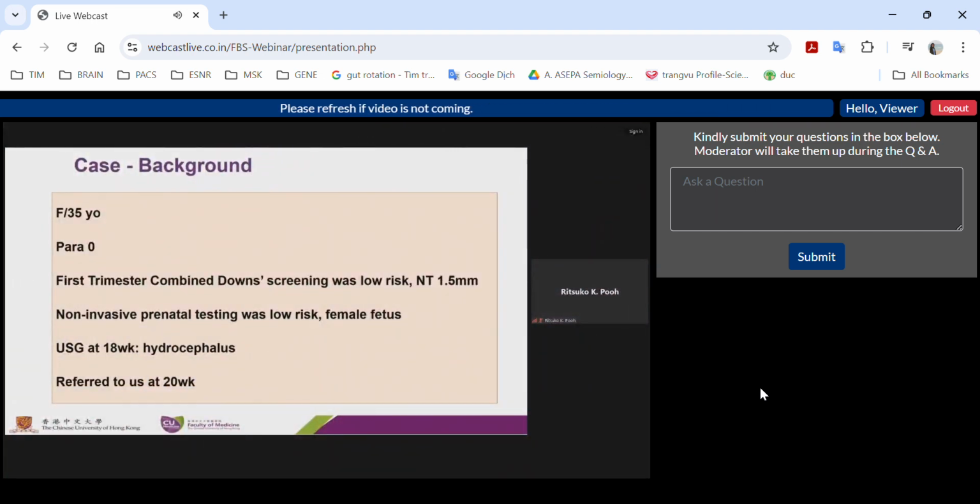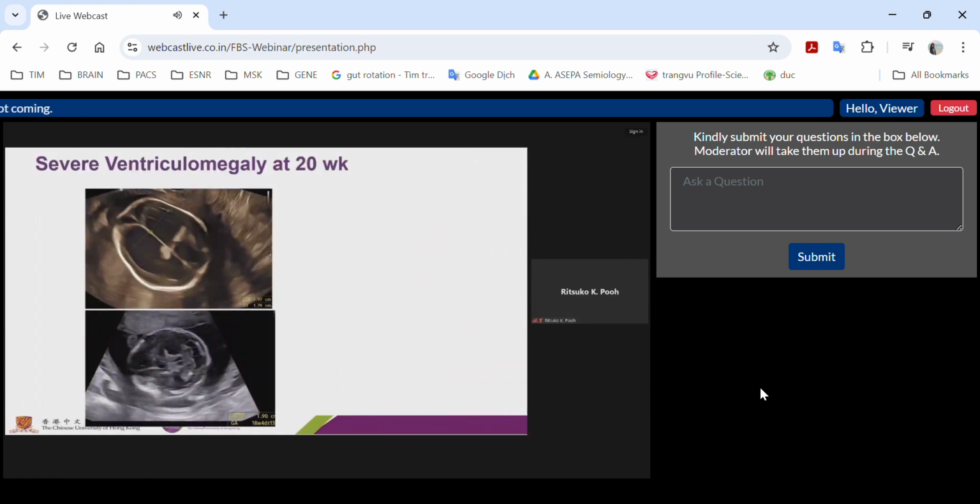This is a 35 years old lady in her first pregnancy. First trimester combined Down screening was low risk, with a normal nuchal translucency, and the non-invasive prenatal testing was low risk, showing a female fetus. Ultrasound at 18 weeks already showed evidence of hydrocephalus, and this patient was referred to us at 20 weeks of gestation. This is the axial view showing bilateral severe hydrocephalus, and the transcerebellar view showed the transverse cerebellar diameter corresponding to 18 weeks of gestation.